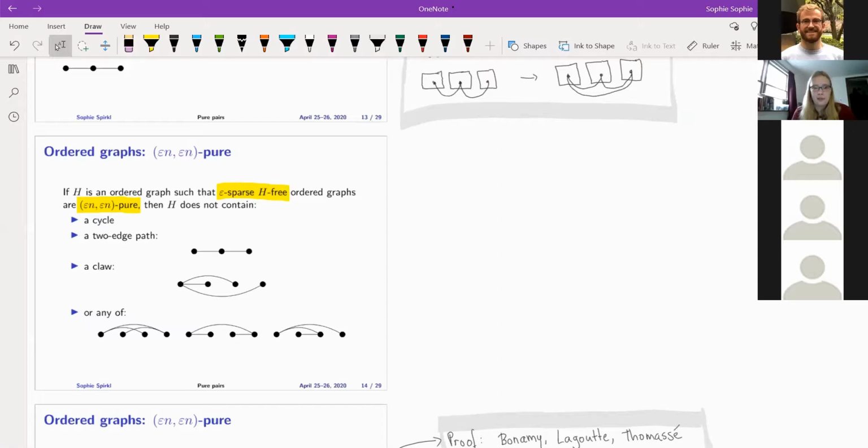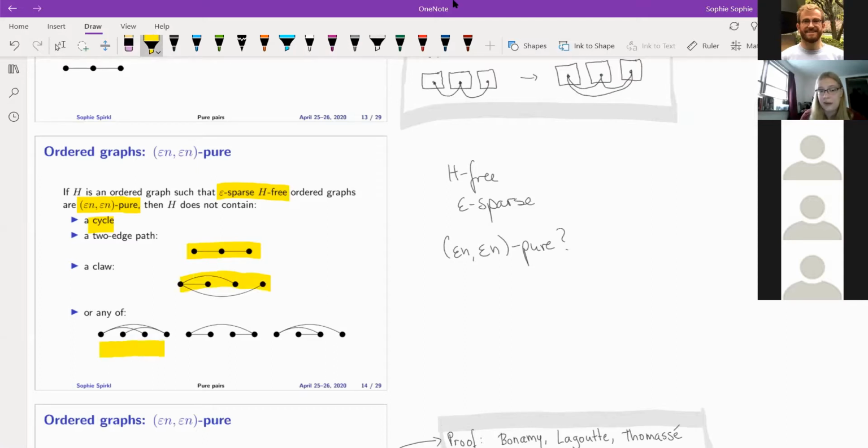In ordered graphs, even if you're looking at H-free epsilon-sparse ordered graphs, in order to get linear size pure pairs, your graph H still shouldn't have a cycle. Now it also shouldn't have a 2-edged path going forward, and it shouldn't have a claw, and it shouldn't have any of these 3-edged paths in these orders.